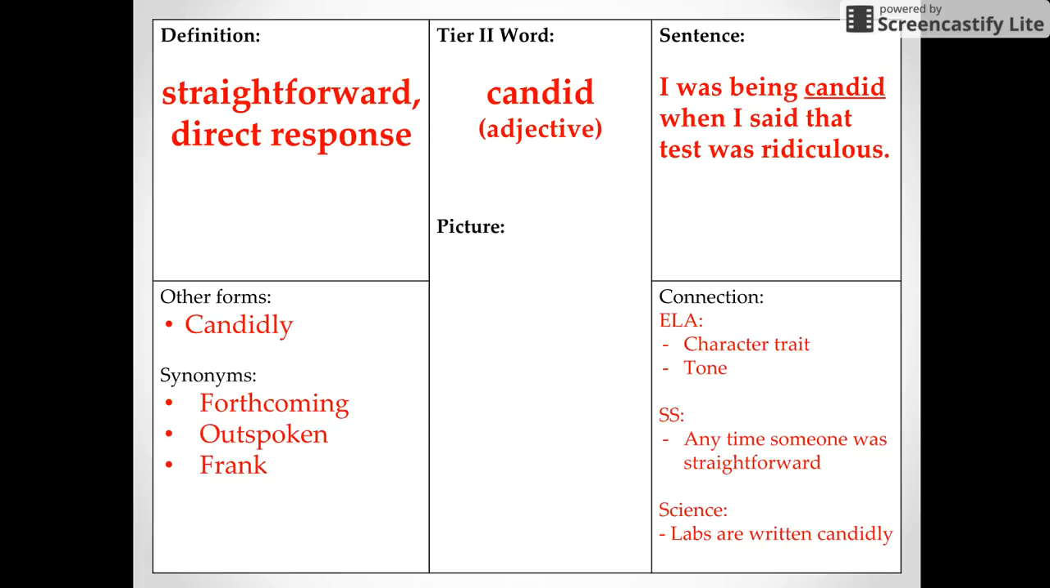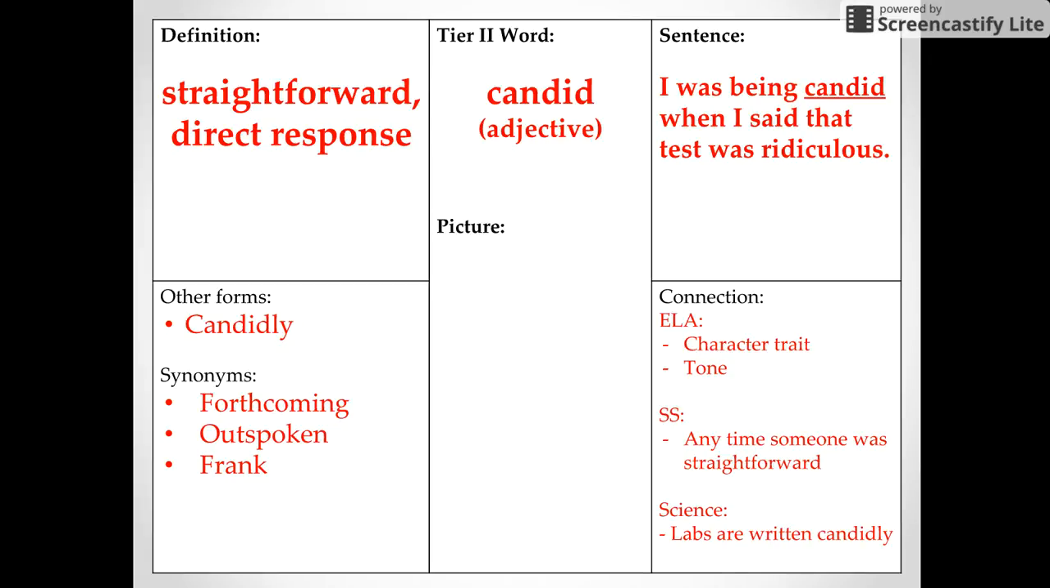All right, next word is candid. This is an adjective. Candid is a straightforward or direct response. I like to consider myself to be rather candid. I don't really sugarcoat much or beat around the bush. I basically tell you how it is, and here's what's going on, and that's it. I'm very candid. I was being candid when I said that the test was ridiculous. I'm not really doing anything mean, I guess, but I'm being straightforward and I'm giving a direct response.